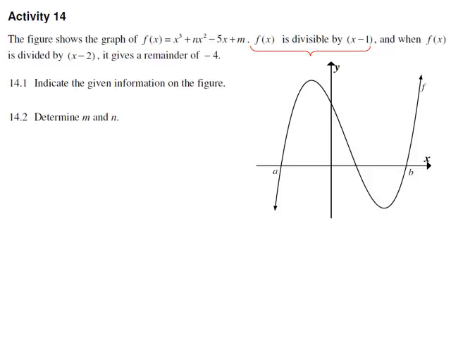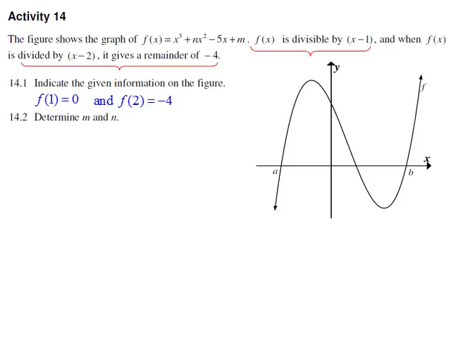that x minus 1 is a factor of f(x) and that f(1) is 0. When f(x) is divided by x minus 2, it gives a remainder of negative 4, can be interpreted as f(2) is equal to negative 4. Now, if x minus 1 is a factor of f(x), it means that 1 is an x-intercept of f(x).